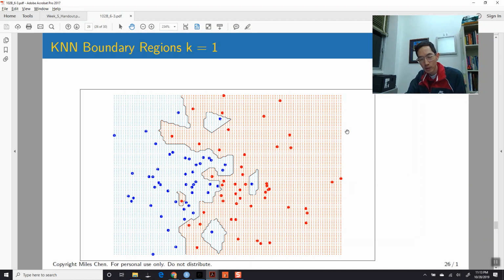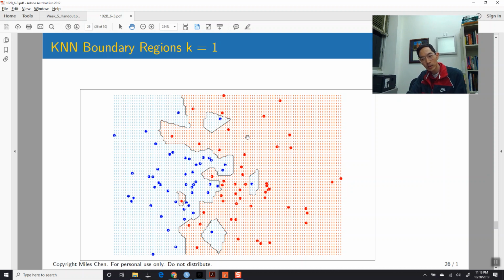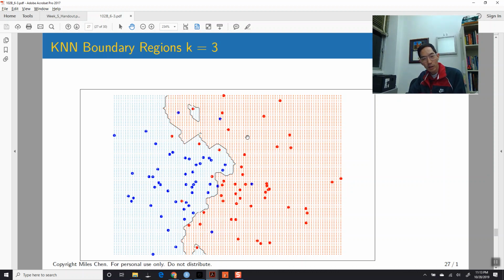Okay, so here it is with K equals 3. You still get this weird enclave thing, like a point right here. These 3 dots are the closest, and 2 are blue and 1's red, so it gets classified as blue. But compare this versus this. This looks a lot more smooth and reasonable, even though these 3 red dots get misclassified.